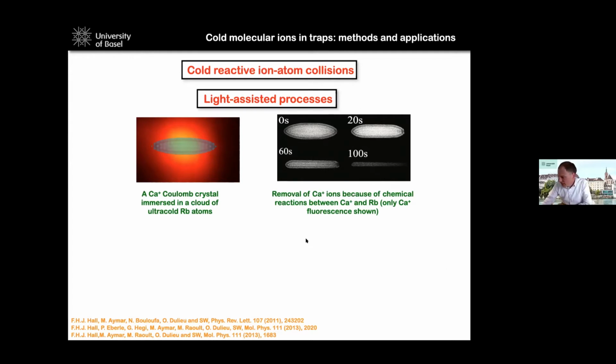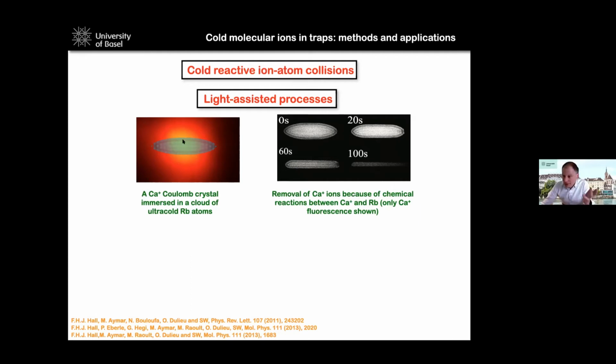So I'd now like to start this topic with presenting a few results from our group, predominantly on the calcium-rubidium system. And this is a typical scenario that you have in our experiment in Basel. So we have a calcium Coulomb crystal that is immersed in a cloud of ultracold rubidium atoms in the MOT.